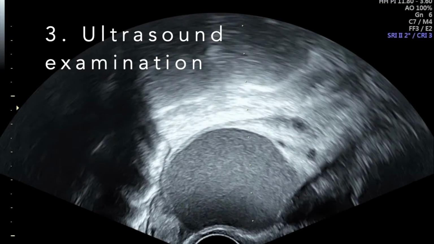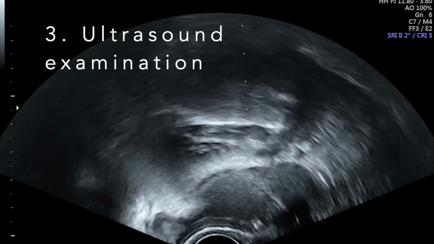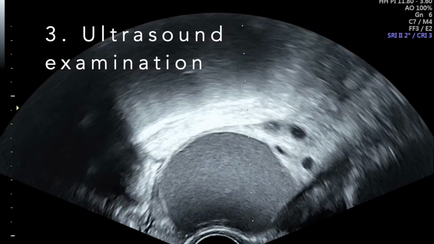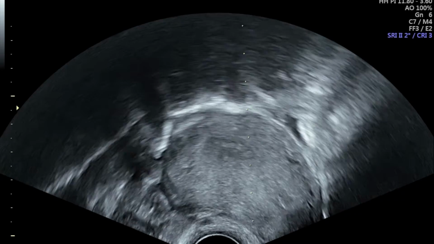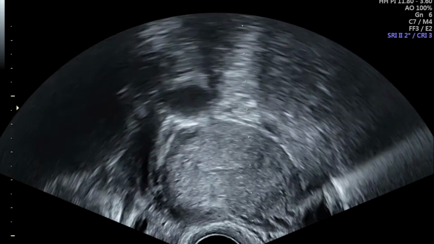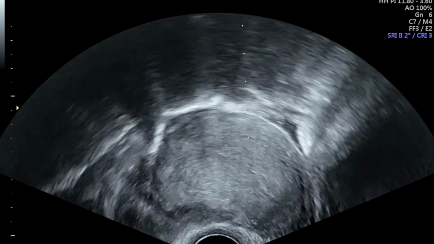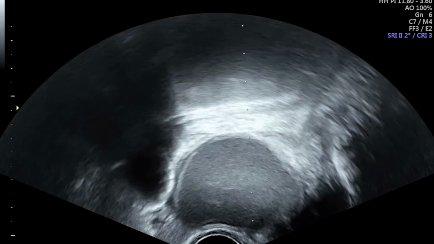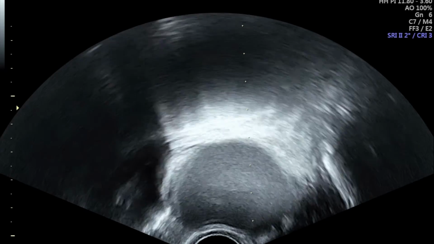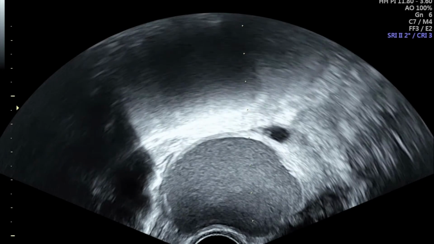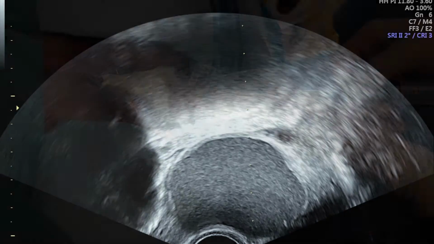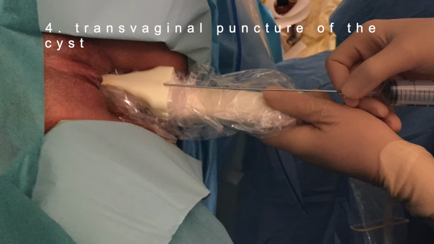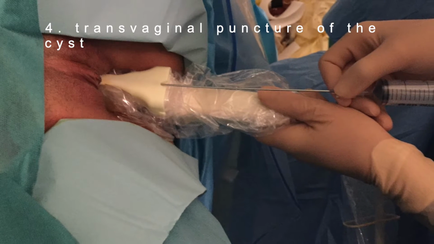Step 3. Ultrasound examination. First, the position and size of the endometrioma are recorded. The patient's bladder has to be empty. It's necessary to apply strong pressure with the probe in order to make sure to be as close to the ovary as possible and therefore to keep the neighboring organs as far away as possible. Step 4. Transvaginal puncture of the cyst.